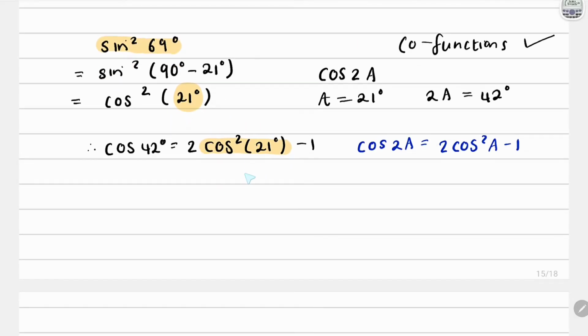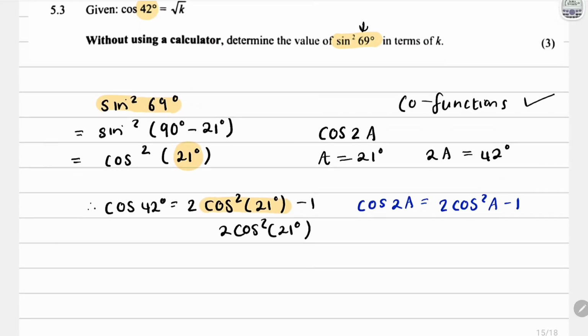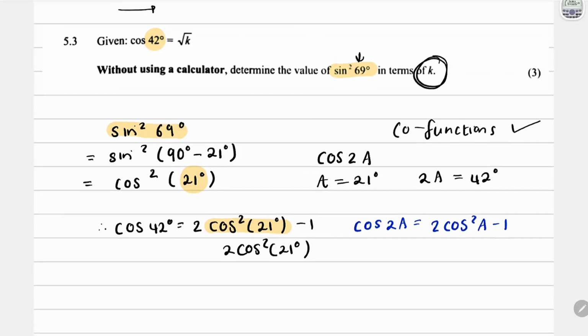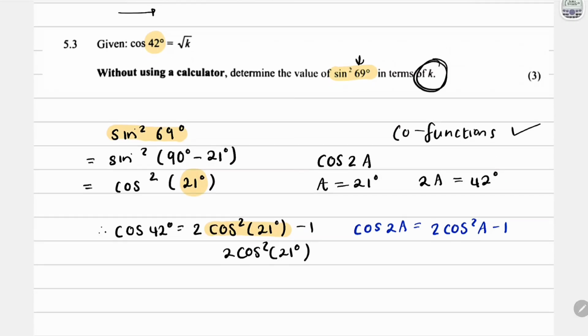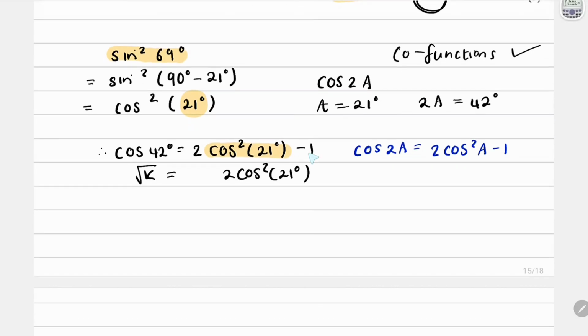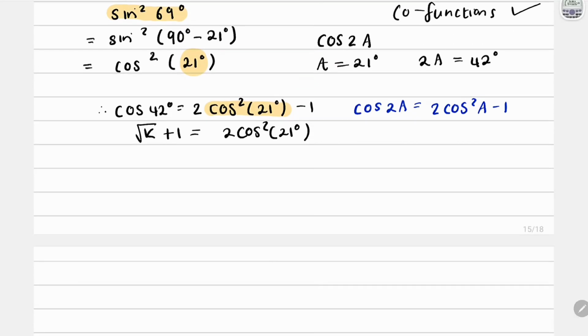Because it's already positive here, I'll leave this as 2 cos squared 21 degrees, but I'll take that negative 1 over. But here, remember, it needs to be in terms of k. We have a cos 42 degrees here, and they told us that cos 42 degrees is equal to the square root of k. So that's the square root of k, which is equal to this. And we're taking this negative 1 over and it becomes a positive 1. Remember, we're just trying to solve for the cos squared 21, because that is equal to sine squared 69.